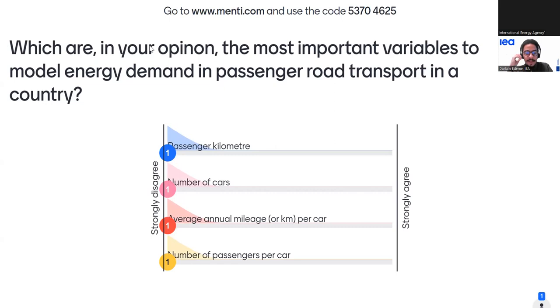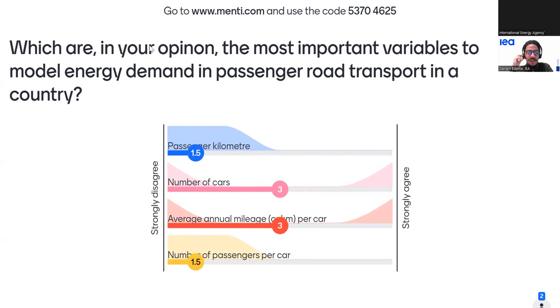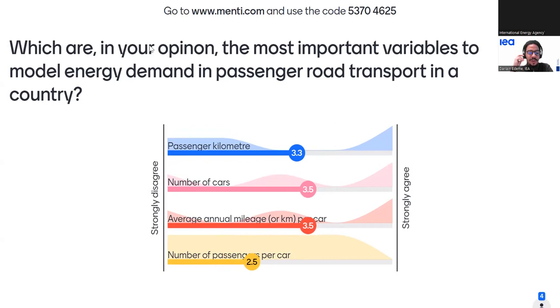All of four. Okay. I would be interested, as I said, I don't know who is the person who answered one to all these four. So it means that this person thinks that there are other variables to be taken into account, for example, when modeling energy demand in passenger road transport in a country. So if that person wants to write in the chat or to raise their hand and explain which other variable, which other parameter they would use to model energy demand in passenger road transport in a country, feel free to do that. I'm really curious, because maybe we are missing some specific aspect that, for example, in a country such as Rwanda could be different with respect to what we are used to do in modeling this specific sector in other countries.